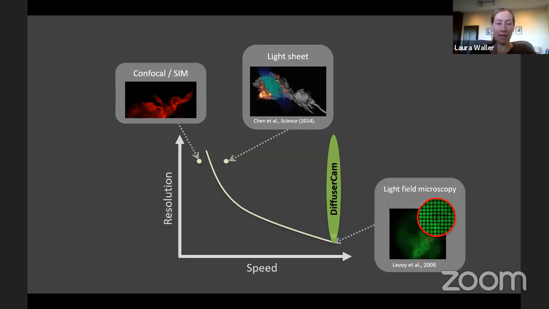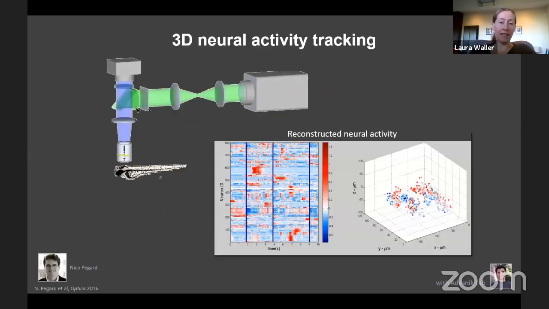And one of the big applications we've been pursuing with this is neural activity tracking. This is just an example with a zebrafish. Mice is the more difficult and exciting space where we can work on this.